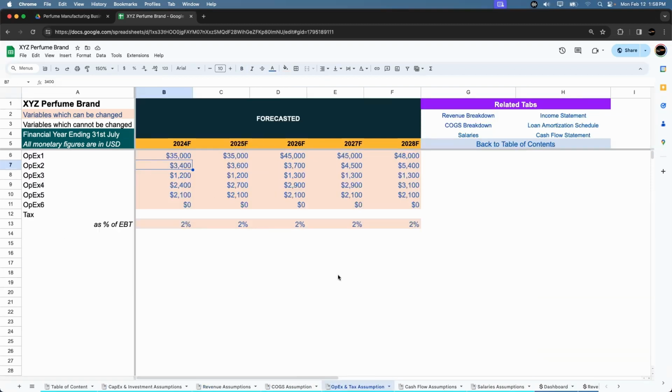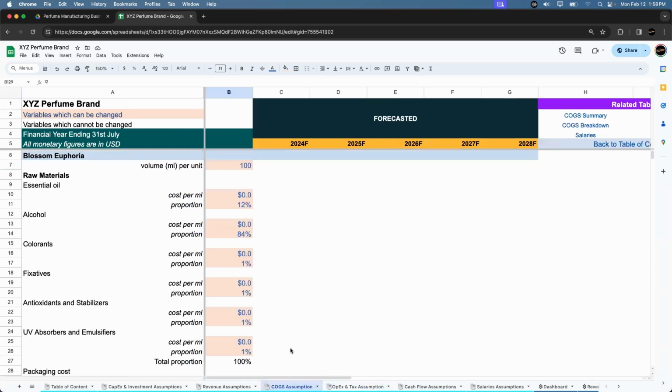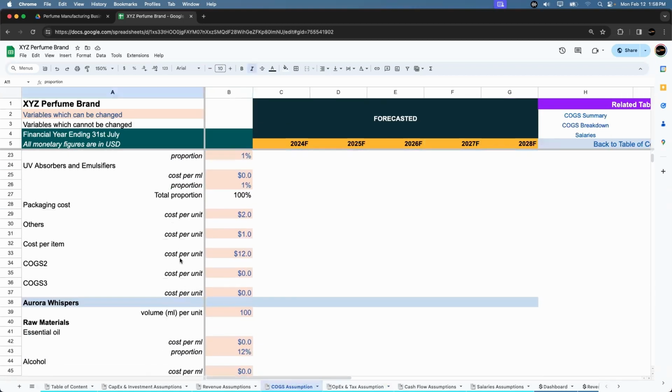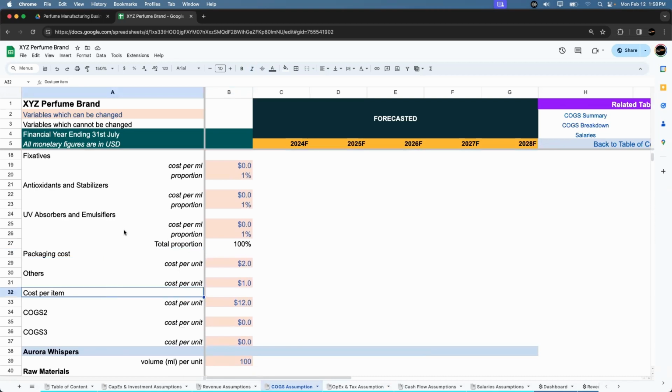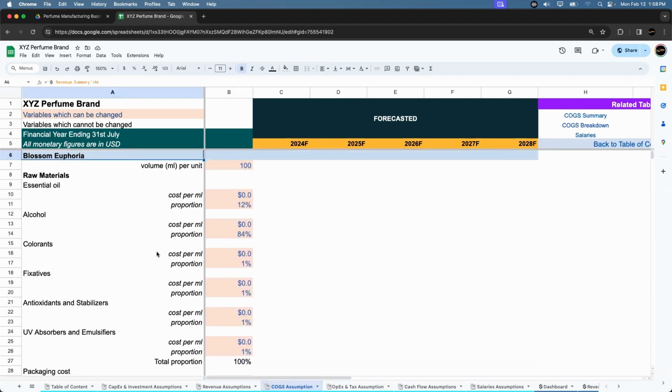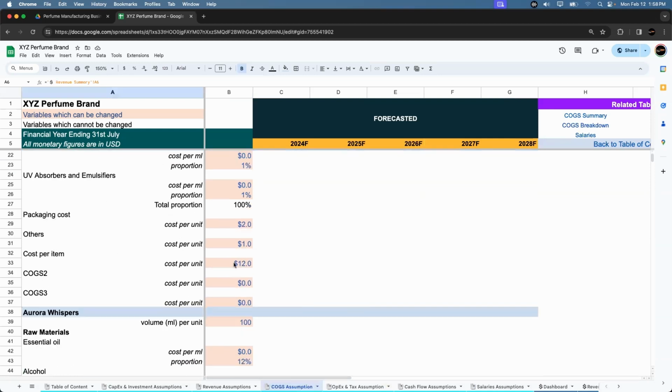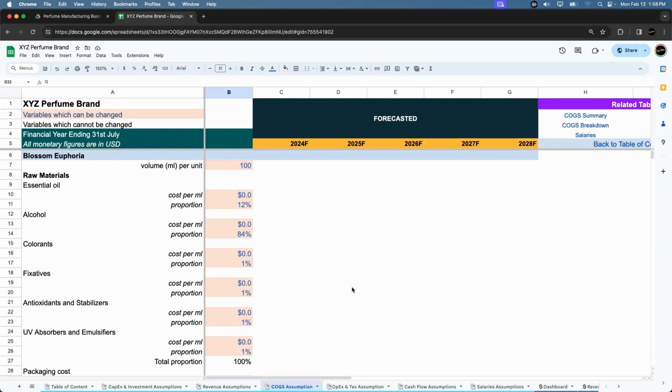Okay, now we have operating expenditures. So what is the basic difference between operating expenditures and cost of goods sold as expenditures? The basic difference is that cost of goods sold is variable and operating expenditure is fixed cost. Let me give you an example. If you are spending X amount of money on this particular item's cost of goods sold, then it will totally depend on the number of items you are selling. If you are selling 10 Blossom Euphoria, then you will have to spend 10 into 12 for COGS. So it is variable. It totally depends on your revenue. If your revenue increases, then the cost for this will also increase.